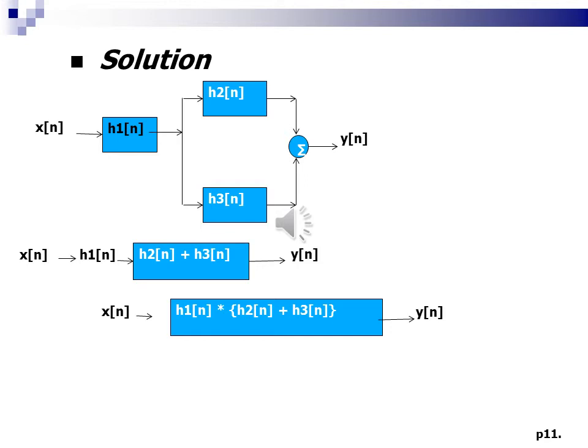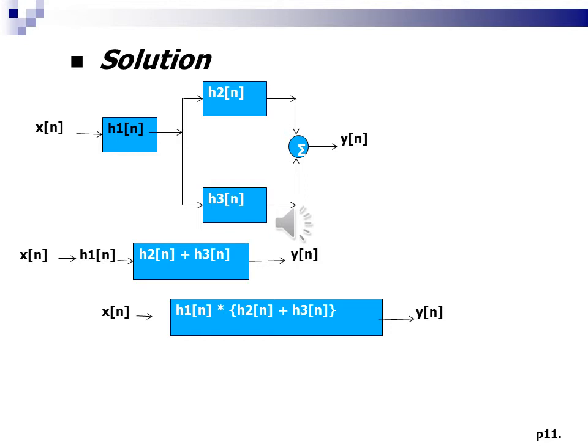Now these two systems are connected in series, that is h1n and h2n plus h3n. When two systems are connected in series, as per the cascade connection, their impulse responses get convolved with each other. Therefore, h1n will get convolved with h2n plus h3n. So finally the complete system will have an impulse response h1n convolved with h2n plus h3n. So here we find the impulse response of the overall system.